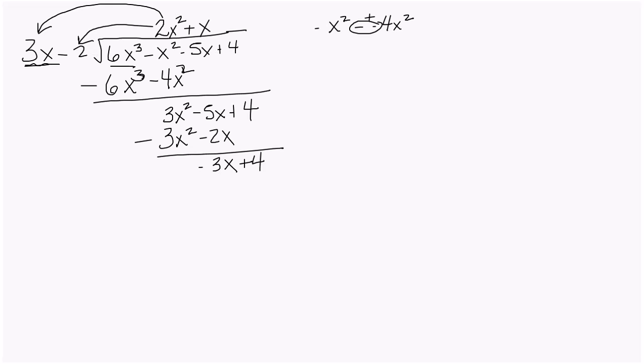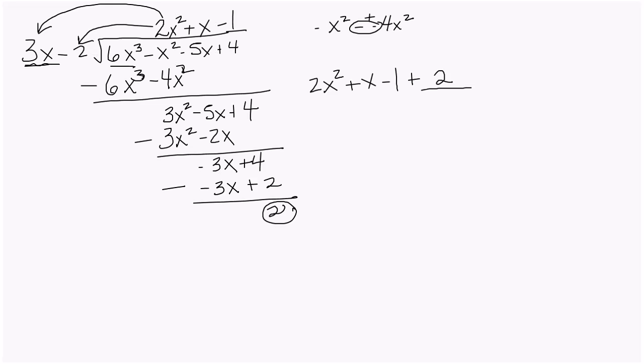And then 3x goes into negative 3x, negative 1 times. Negative 1 times 3x is going to be negative 3x, and negative 1 times negative 2 is positive 2. And when I subtract those, 4 subtract 2 is 2, and negative 3x subtract negative 3x is 0. So here's my remainder of 2. So my answer to this is going to be 2x squared plus x minus 1 plus my remainder of 2, and here's the catch, over 3x minus 2, my divider.